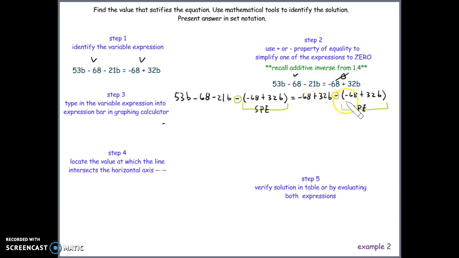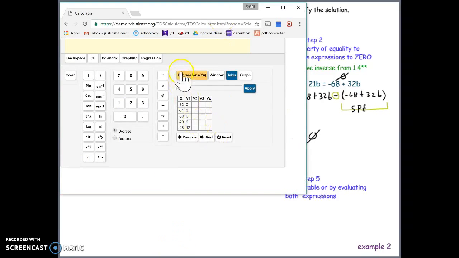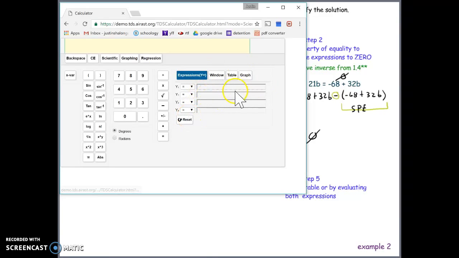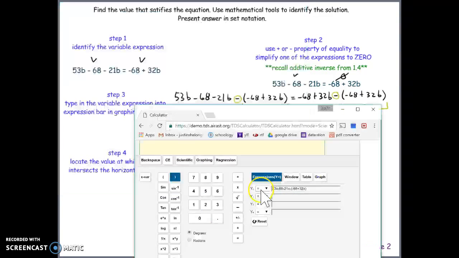So you can see I've subtracted negative 68 plus 32b from both the right expression and the left expression. And now we know that the right expression is going to simplify to 0, and we don't need to simplify the left expression, so we can just bring that down. Now we can take our expression and type it into the graphing calculator. Back to expressions, I clear, I reset this, now I'm going to type it in.